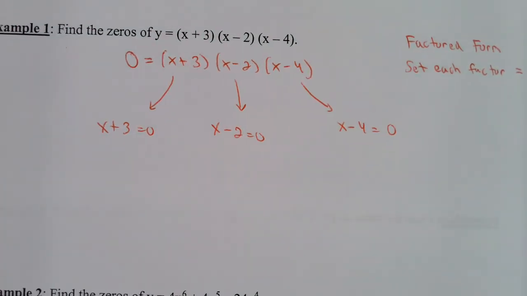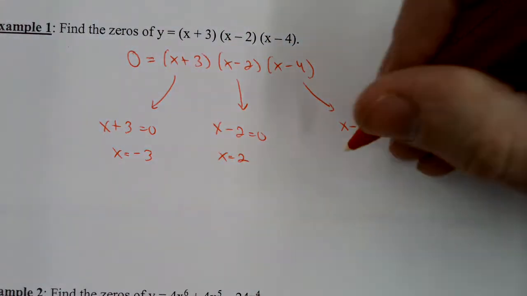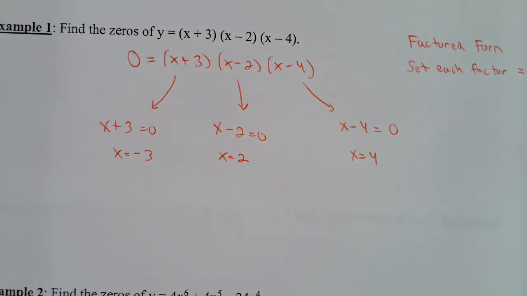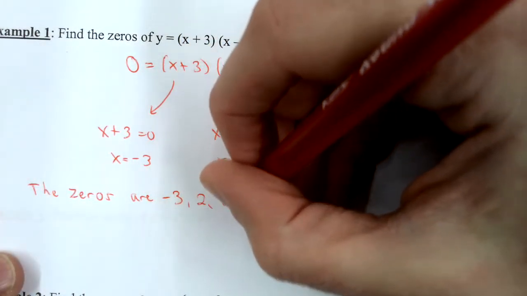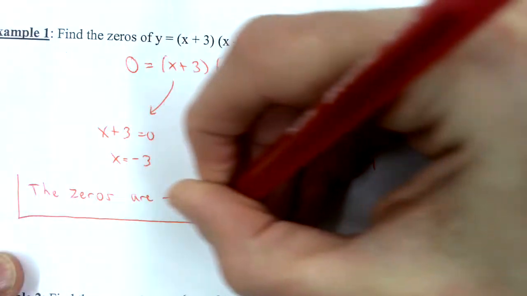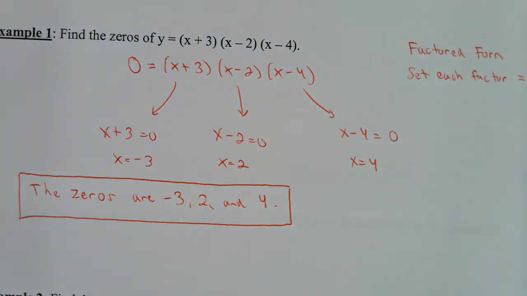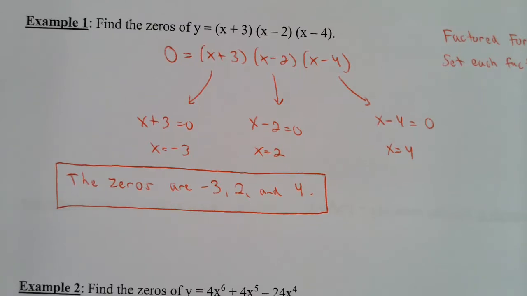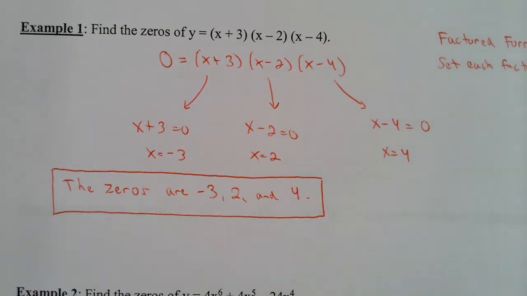That means you're going to get x equals negative 3. You're going to get x equals 2. And you're going to get x equals 4. So I mean, you can circle those as your answers. I'm just going to say the zeros are, I like to put them in order from smallest to biggest: negative 3, 2, and 4. Now what that means is we will get to graphing, but that's where it crosses the x-axis, okay? Those are going to be the locations where it crosses the x-axis at negative 3, 2, and 4.